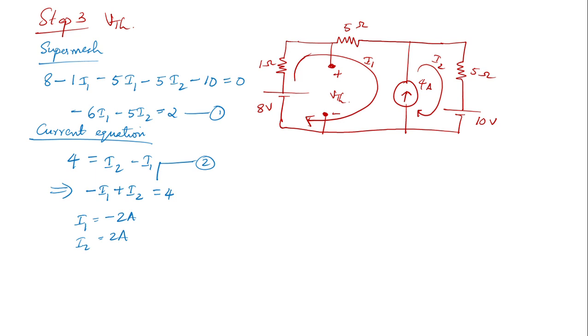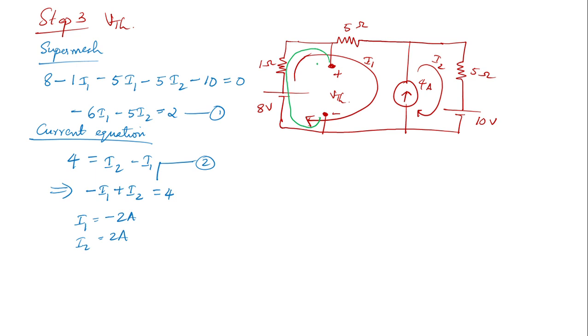So again, I think I'll take another color. If I'm trying to go like this, obviously I don't know what is the voltage across a current source. So what I'll have to do, I'll have to go like this, and you can see this path is a bit bigger. So I'm going to take the shorter path. You can see this is the shorter path.